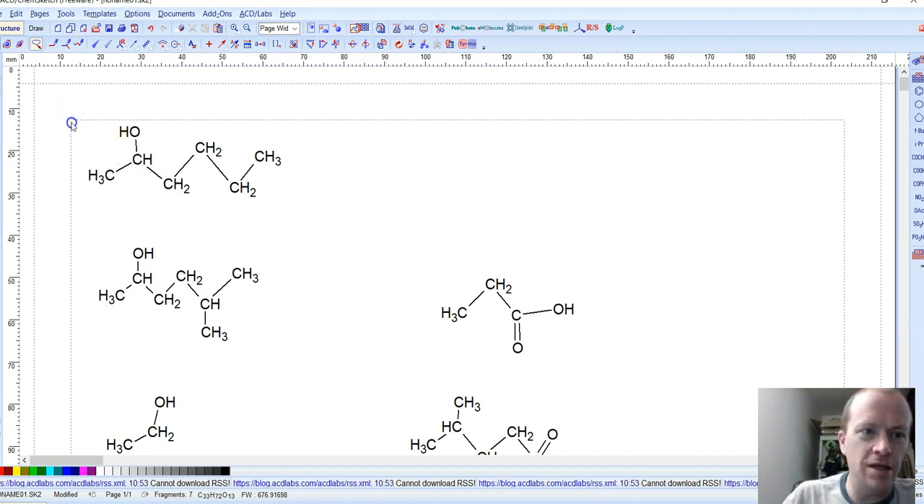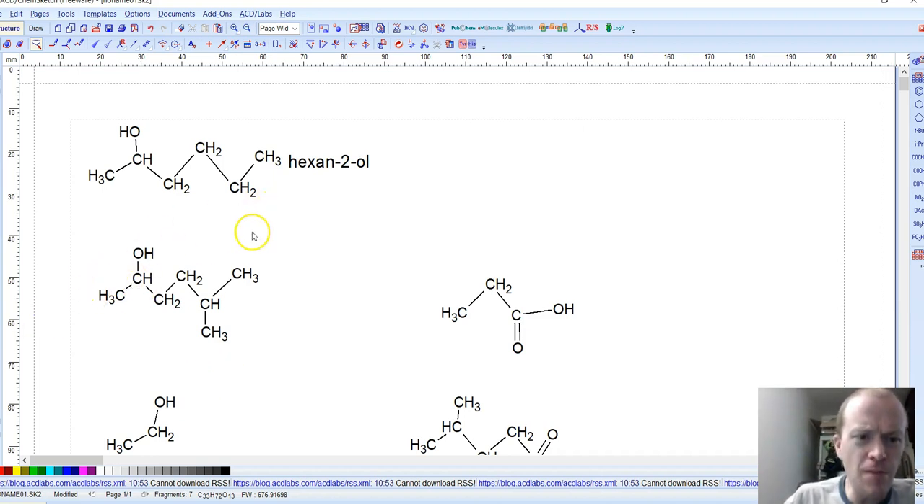One nice thing about ChemSketch is if we use the select tool, there's an option up here to name the structure, but the keyboard shortcut is Control-Shift-I. And so we can use this to check our answers, or just play around and check answers and stuff like that.